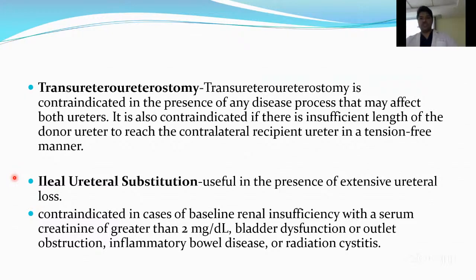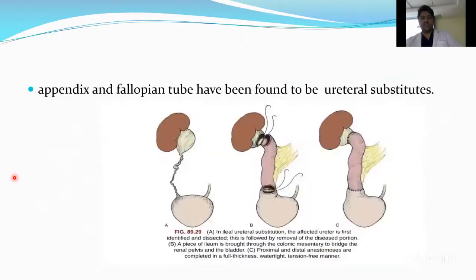Ileal ureter substitution is useful in the presence of extensive ureteral loss. In this, we identify the ureter and dissect out the diseased portion, and a piece of ileum is brought through the colonic mesentery to bridge the renal pelvis and bladder. Appendix and fallopian tube have also been used as ureteral substitutes.